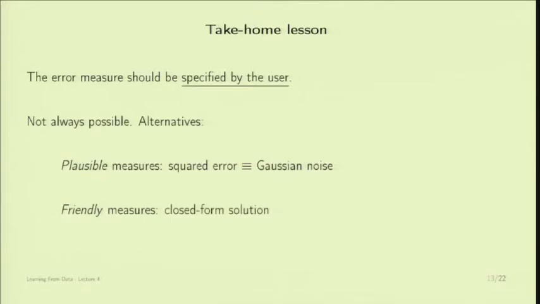For example, we can get a closed form solution if we choose a particular error measure. Linear regression comes to mind. If you didn't use the squared error in that case, you would not have gotten the very easy formula that we started the lecture with, okay?